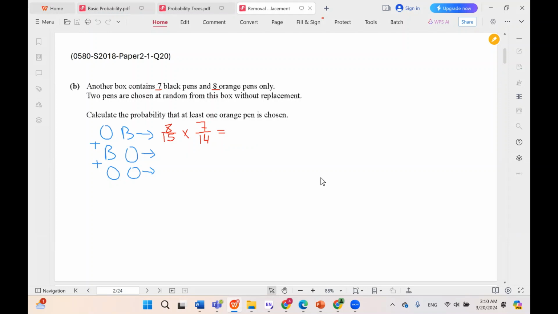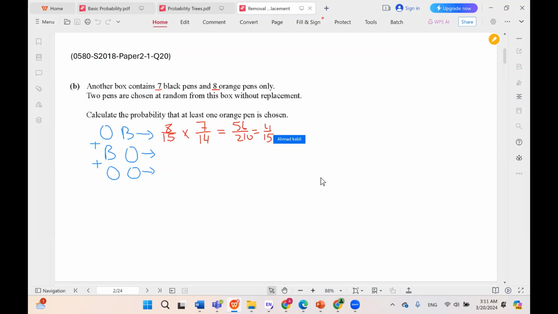And we can use the calculator to figure this out. So 8 times 7 is 56. And this is divided by 15 times 14, which is 210. And 56 divided by 210 gives us 4 over 15.